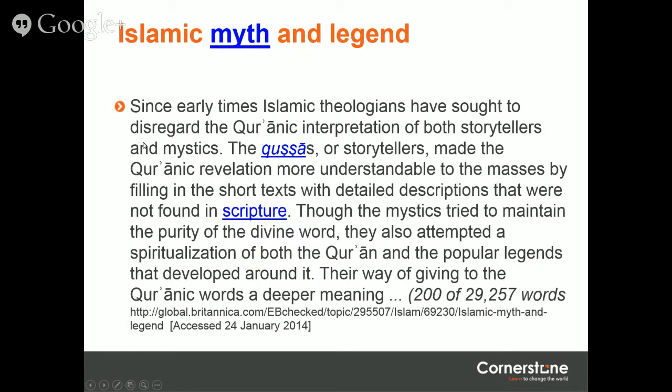So what we are saying here is that you will not easily find Islamic myth and legend. You might find stories, you might find stories about Muhammad, you might find many stories about peripheral things, but you're not going to find big legends and parables about the Quran itself. The Quran itself is seen as being that in its entirety.